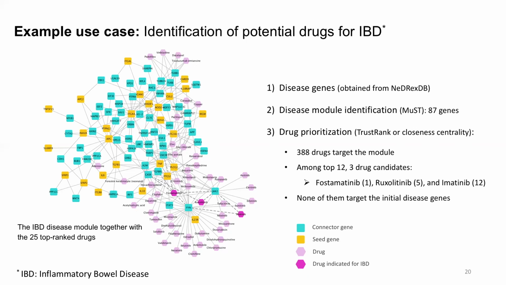Considering the high number of drugs targeting this module, we use the genes from the returned disease module as seeds for drug prioritization algorithms. 3 drugs among the top-ranked ones have been indicated for the treatment of IBD, or their relevance to IBD is supported by literature evidence. None of these drugs target the initial disease seed genes. Fostamatinib was reported to alleviate IBD-induced inflammatory damage in rats. The JAK inhibitor ruxolitinib has been reported to ameliorate ulcerative colitis in a mouse model. Imatinib therapy has been reported to induce remission in IBD patients.